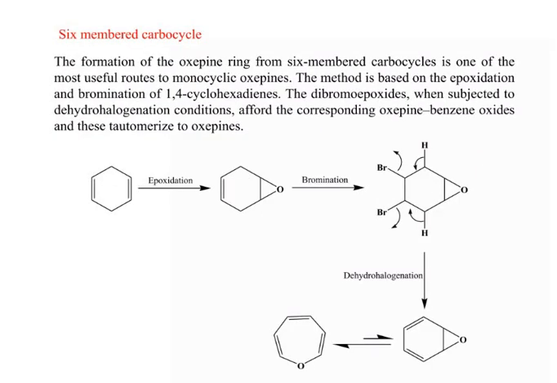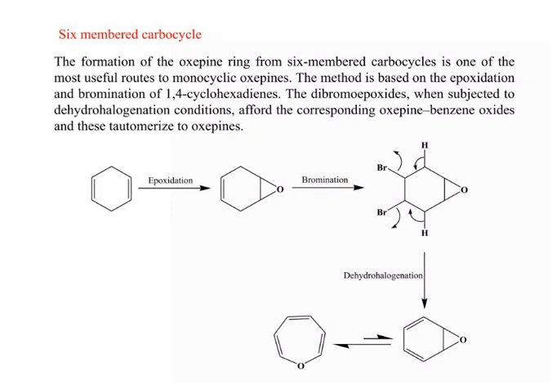Now 6 member carbocycles. My friend, the formation of the oxepine ring from 6 member carbocycles is one of the most useful routes to monocyclic oxepine. The method is based on the epoxidation and bromination of 1,4-cyclohexadienes. The dibromoepoxides, when subjected to dehydrohalogenation conditions, afford the corresponding oxepine and benzene oxide, and these tautomers give rise to oxepine.